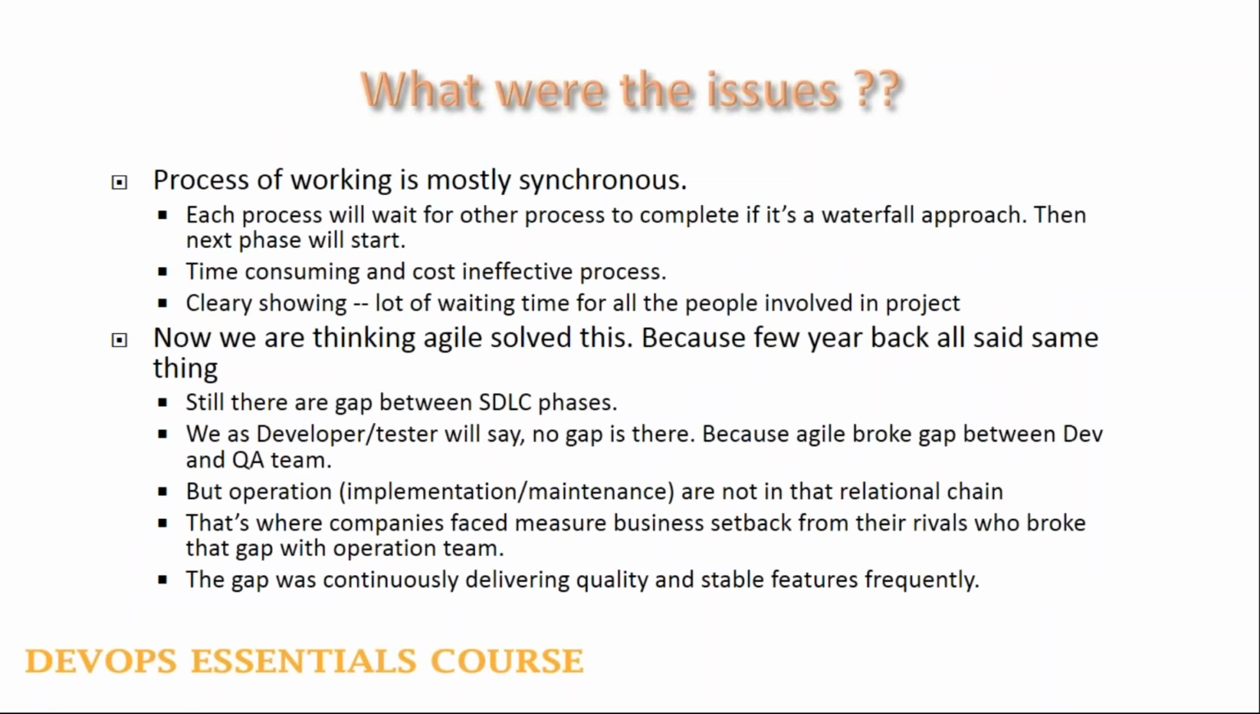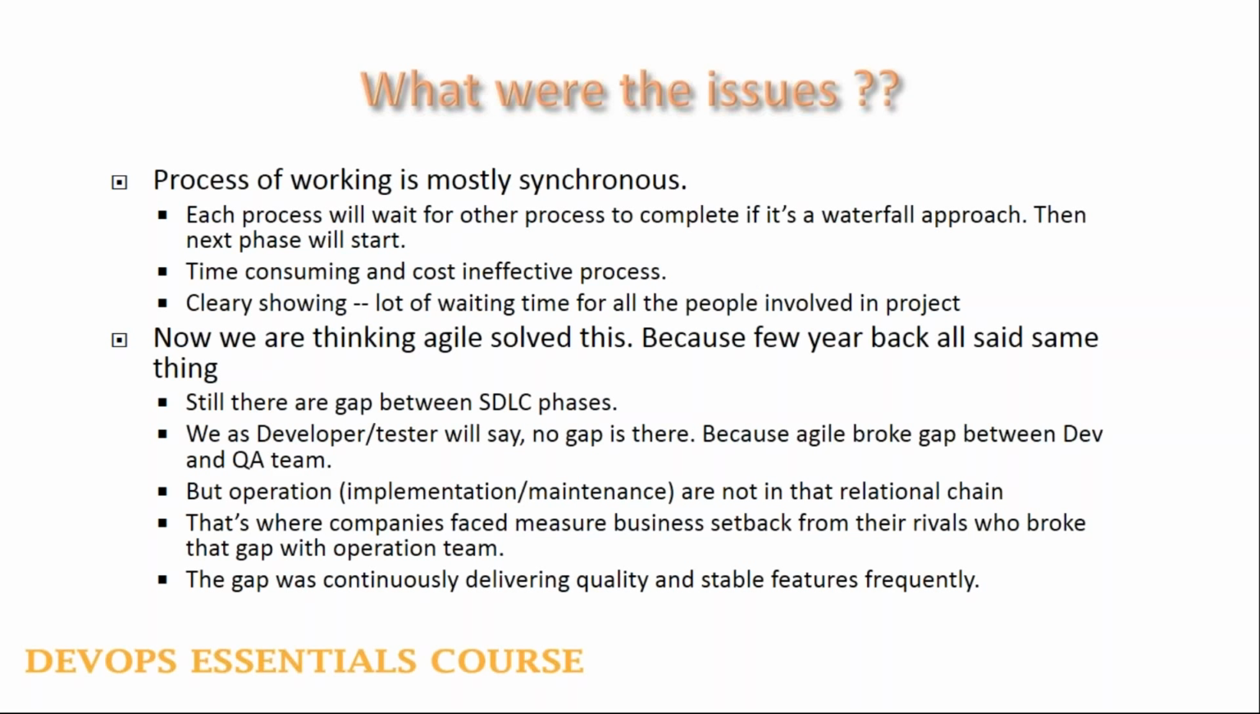So what were the issues? We are just understanding what the background issues were when we were in the non-DevOps process. That time the process of working was mostly synchronous, as we have seen. So each process will wait for the other process to complete. In the diagram we have seen, one process has to complete, then only the next process will start. Yeah, earlier, not now. Earlier it was like that.